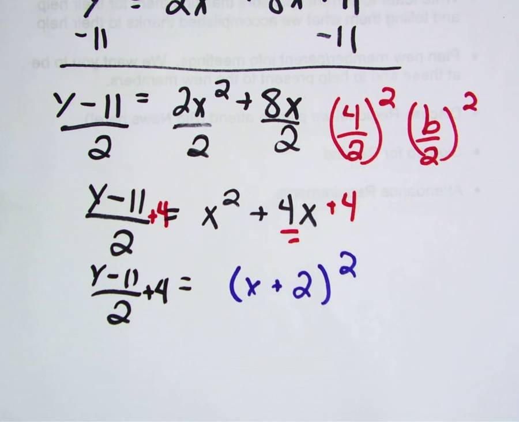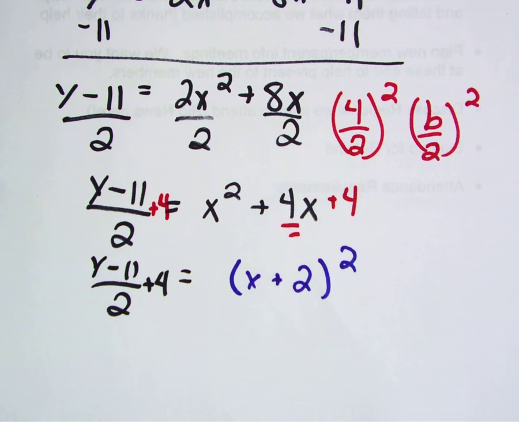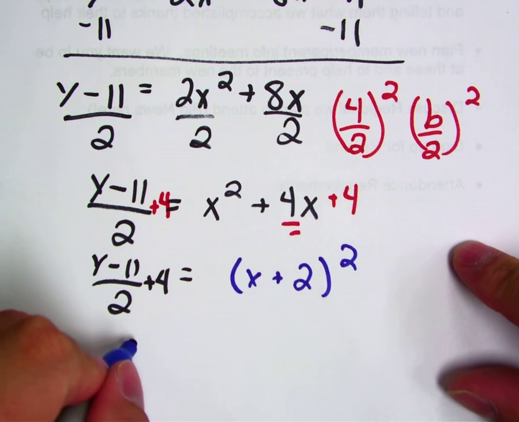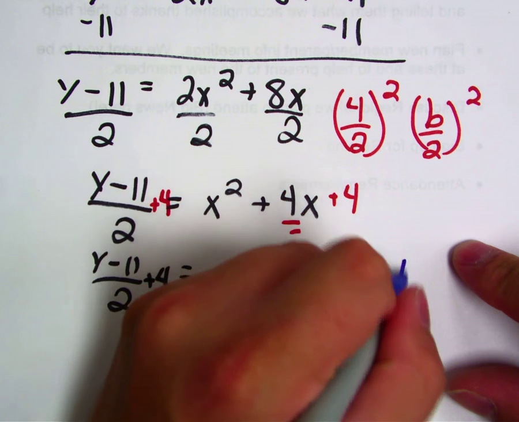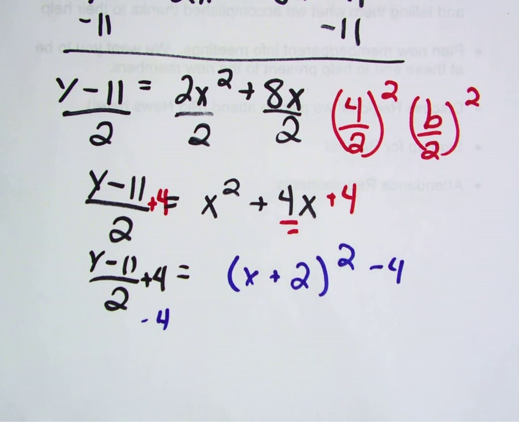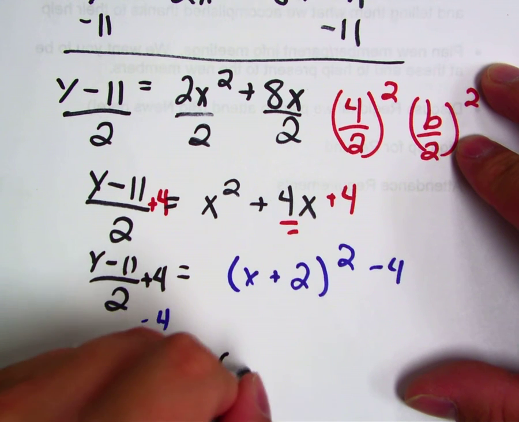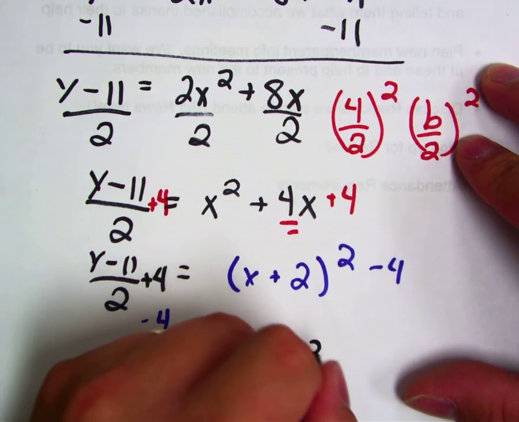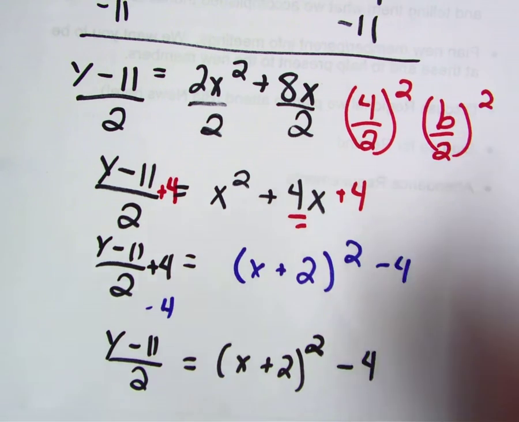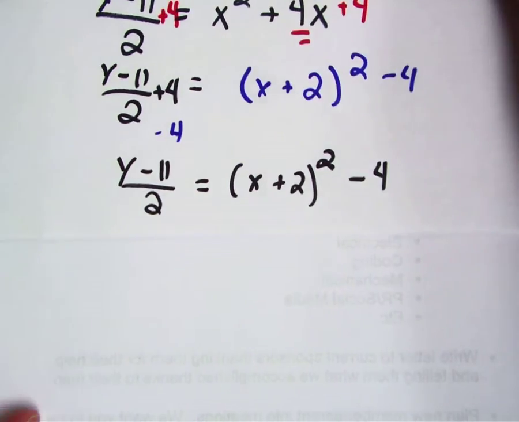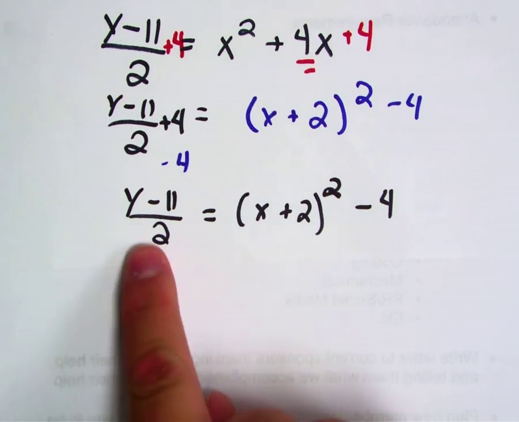Finally, to get this back into function notation like I wanted at the original, I'm going to go ahead and just solve for y. So I'm going to take all those steps that I did to get the x squared alone, and I'm going to go back and undo them now. So the first thing I'm going to do is subtract 4 from both sides. And so I'll end up with y minus 11 over 2 equals x plus 2 squared minus 4. From there, the next step would be to multiply by 2.